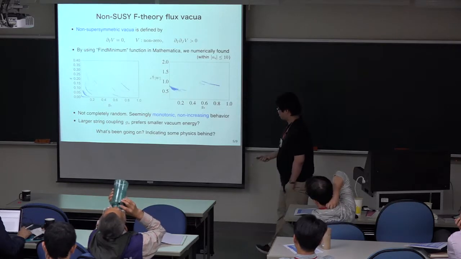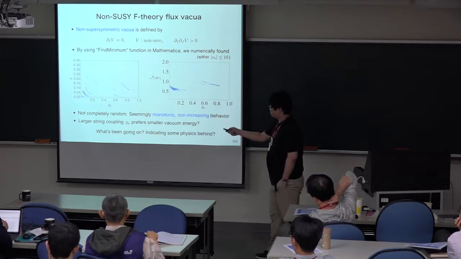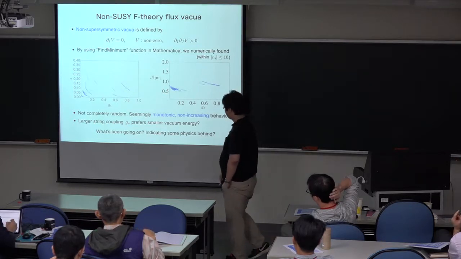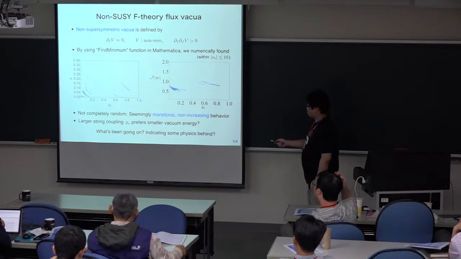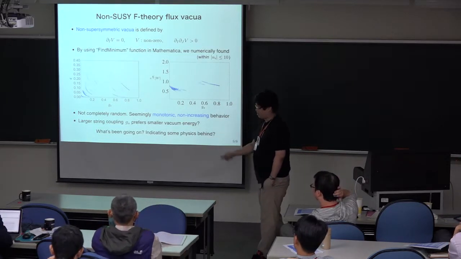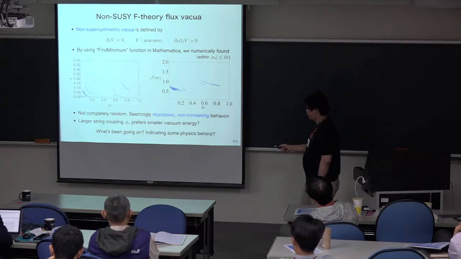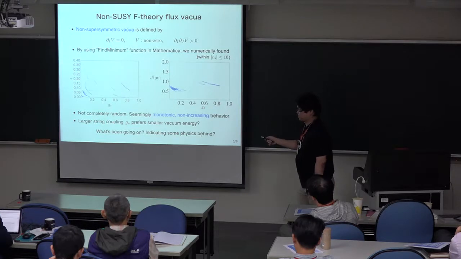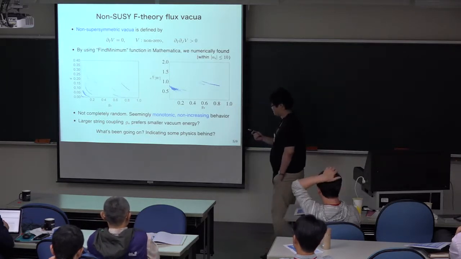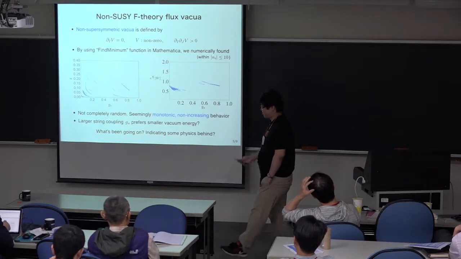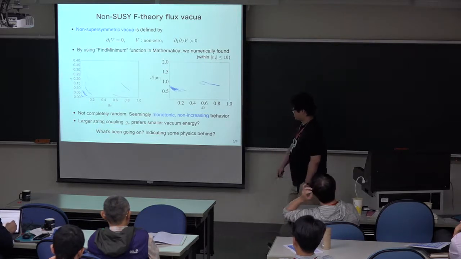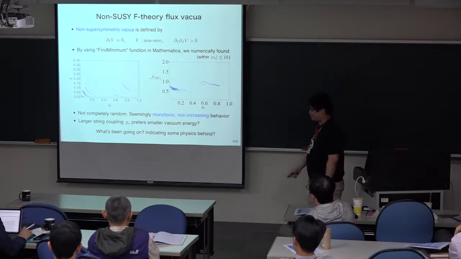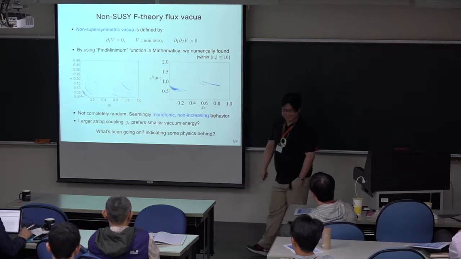So obviously, it's not completely random. Actually, these dots each correspond to an independent flux vector, with around 10,050 vacuum solutions, and seemingly a monotonic and decreasing behavior with respect to the string coupling. So this is very interesting. Maybe a larger string coupling prefers a small value of the cosmological constant. This is the vacuum energy of the flux. So maybe this indicates some landscape structure as well. This provides us some motivation for studying phenomenological model building in the F-theory context. But as a physicist, maybe one can ask what's going on, whether this indicates some physics or not, maybe even for a mathematician.